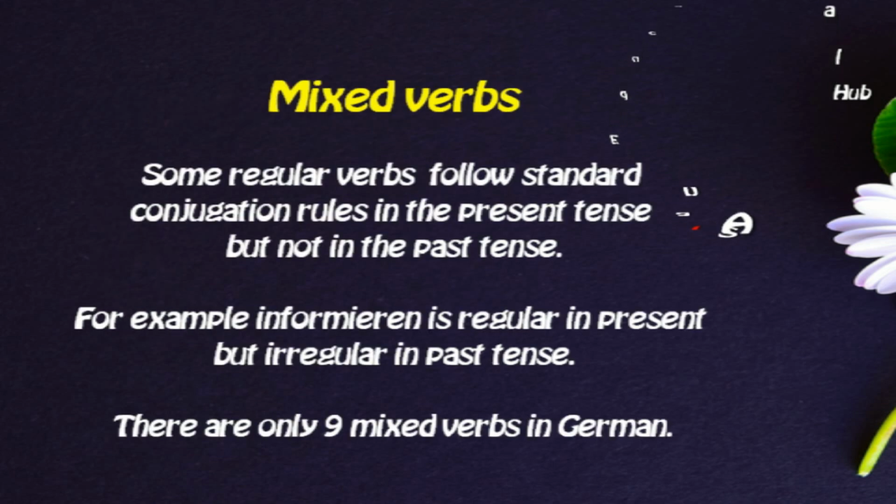Now next one is mixed verbs. Some regular verbs follow standard conjugation rules in the present tense but not in the past tense. For example, informieren is regular in present but irregular in past tense. So there are only 9 mixed verbs in German.